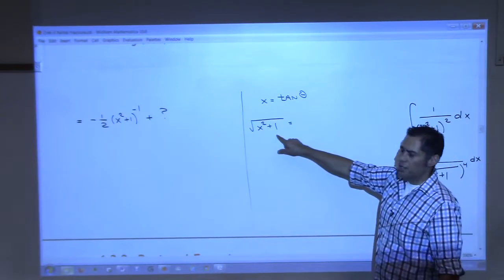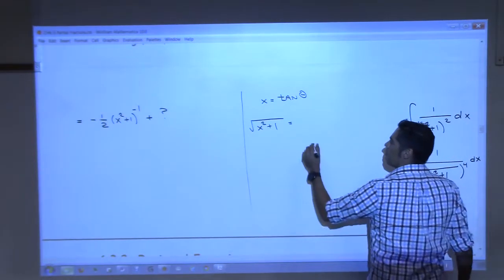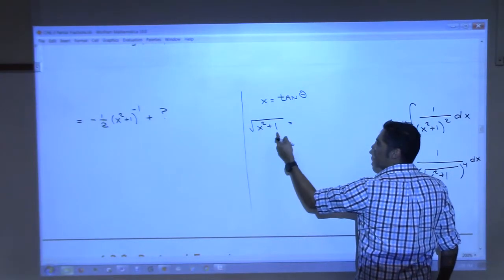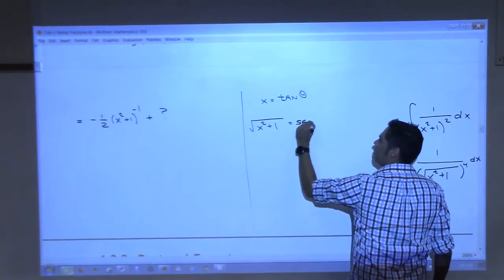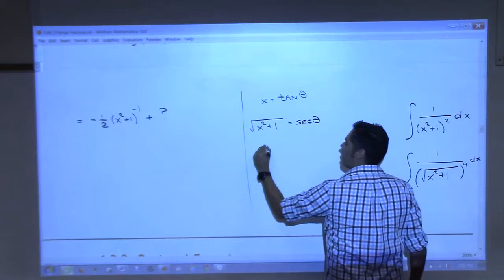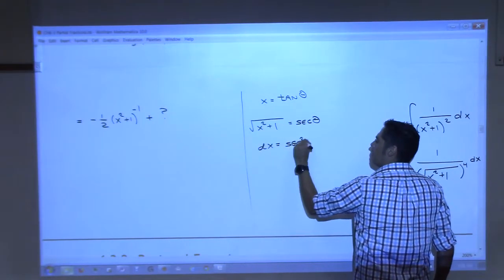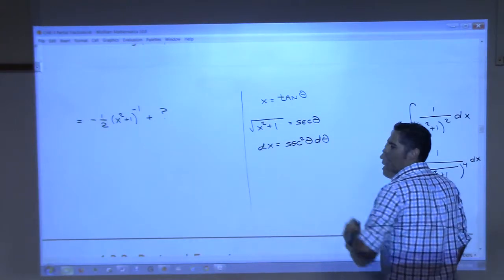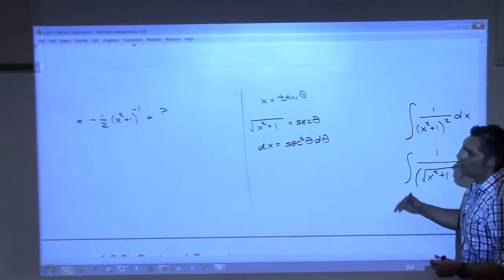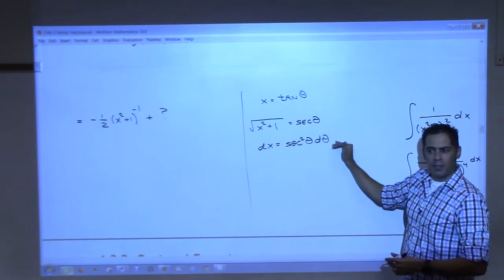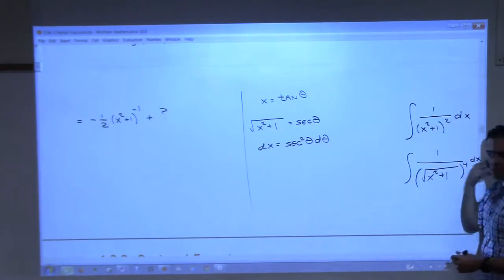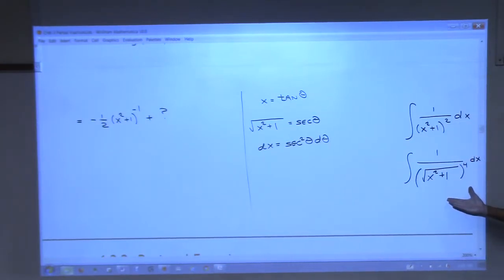What does this turn into? A secant theta. So in this case, just secant theta. And then what is dx? Secant squared theta d theta. So this is all from last class. We said when we do a trig sub, we're going to have 3 important elements. Here are the 3 important elements for this particular trig sub. And then we rewrite it, right?